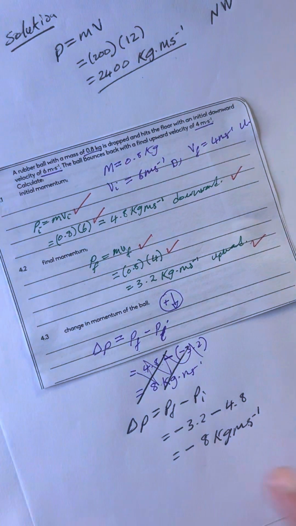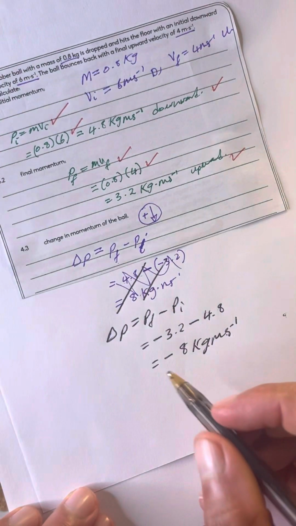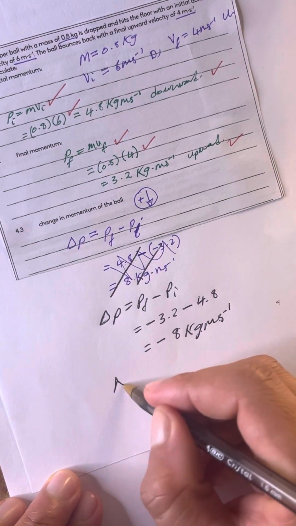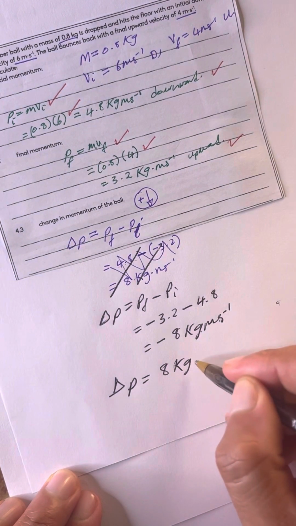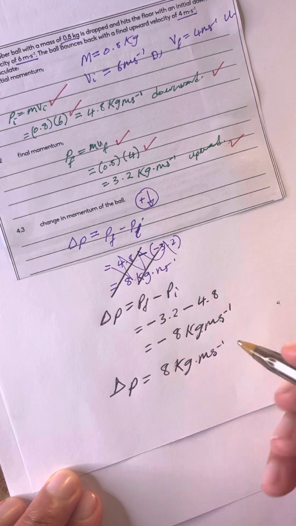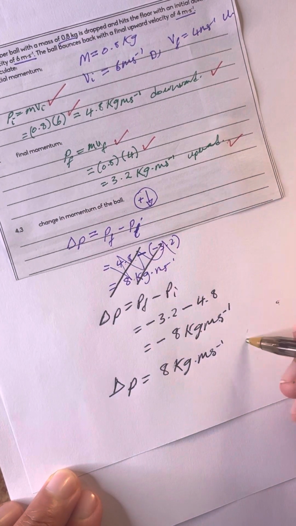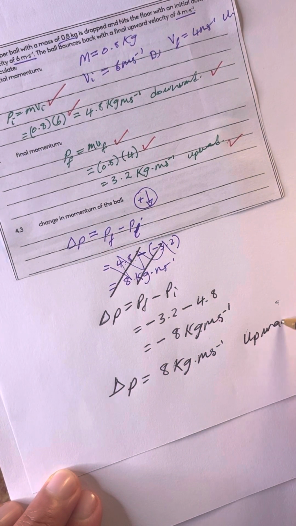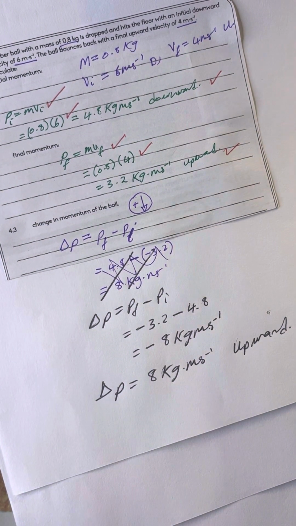Now you don't leave your answer, remember, this is a vector. You don't leave your answer as negative like that. You need to rewrite it as positive now and write the direction. So change in momentum is equal to 8 kilograms meters per second. We chose down as positive, so it means up is negative, so it's upward. And that's how you solve the first set of questions.